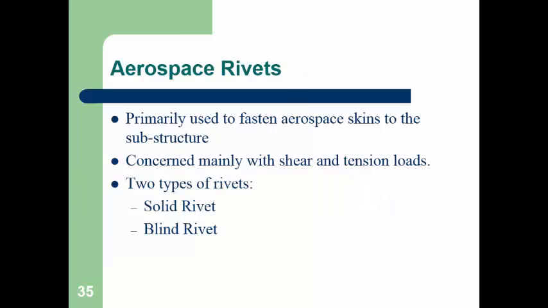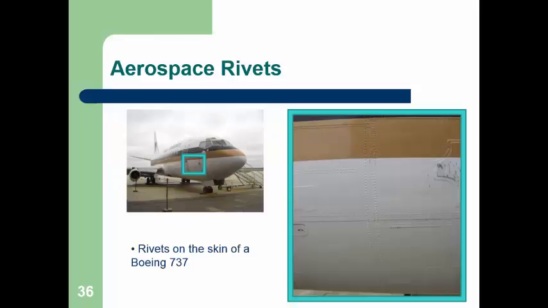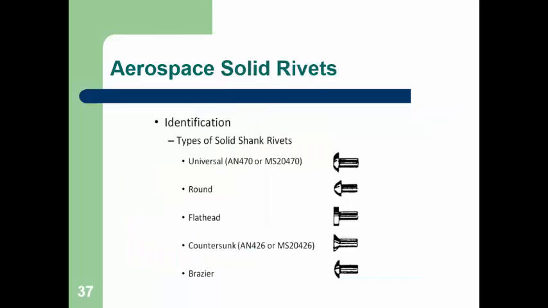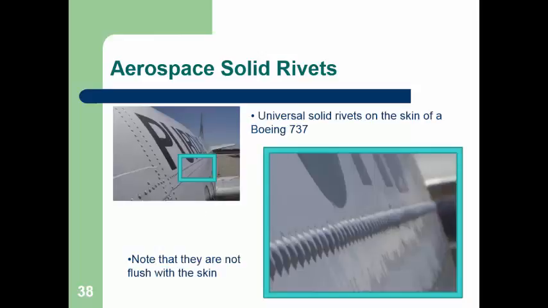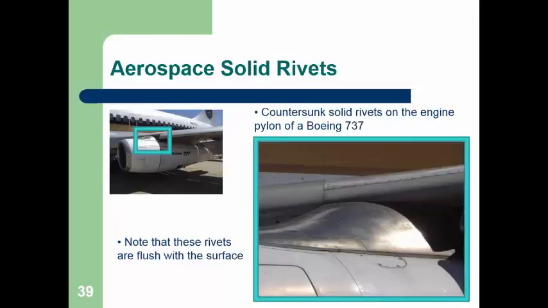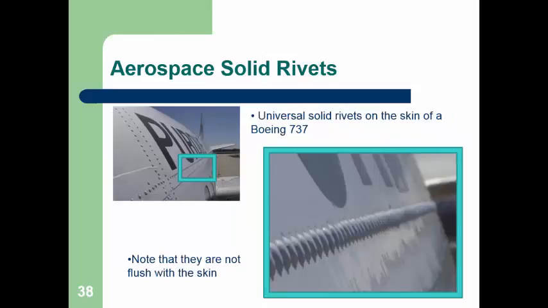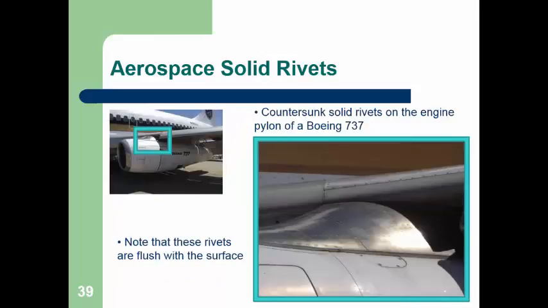and part 2 deals with rivets. Same idea, but specifications and types of rivets. So it calls out some different types of solid rivets, and flush rivets on the skin of a Boeing 737, and then countersunk rivets in areas where airflow is particularly important.